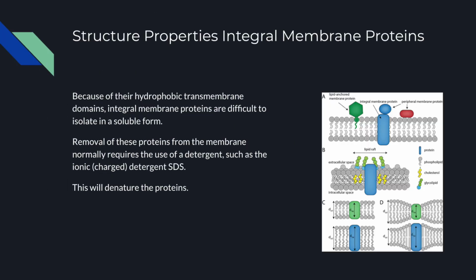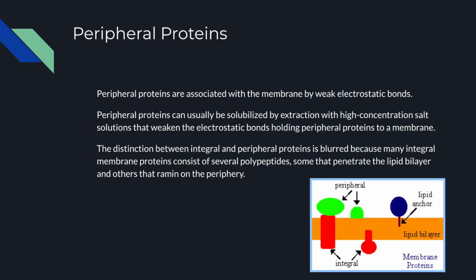Structural properties of integral membrane proteins. Because of the hydrophobic transmembrane domains, integral membrane proteins are difficult to isolate in a soluble form. Removal of these proteins from the membrane normally requires the use of detergent, such as ionic detergent, which is charged, like SDS. This will denature the proteins.